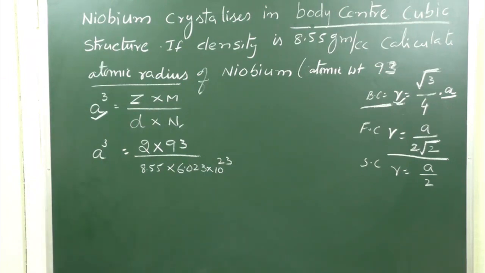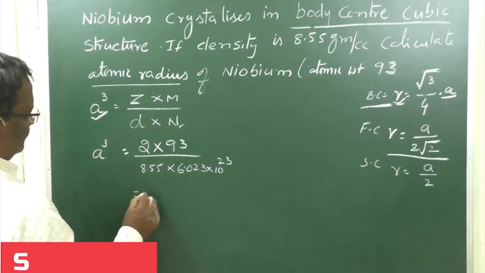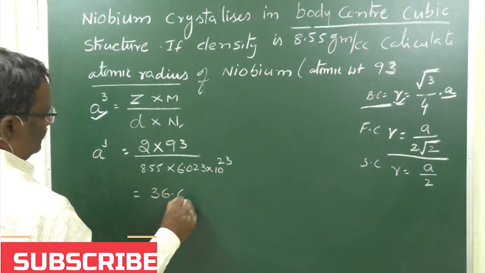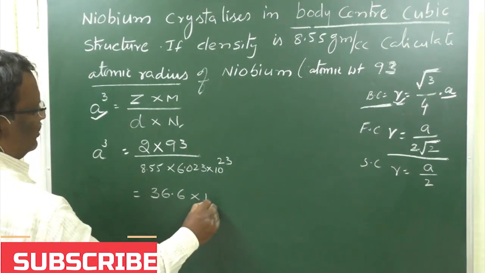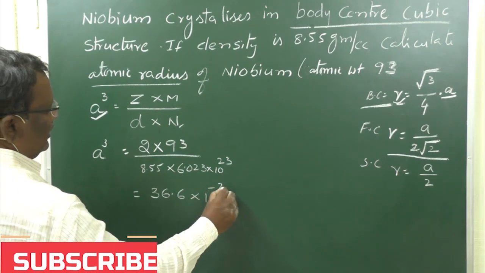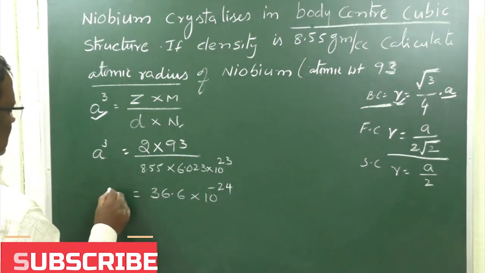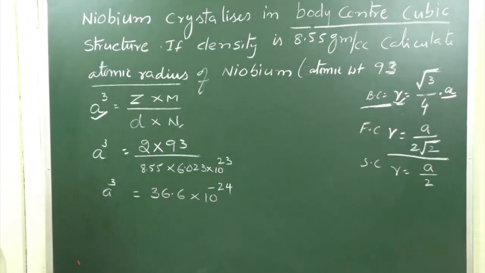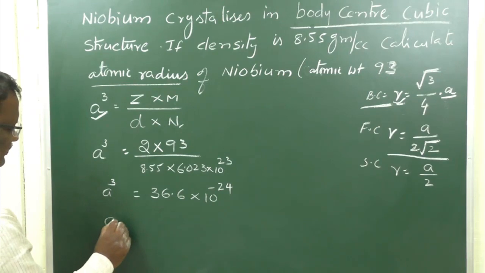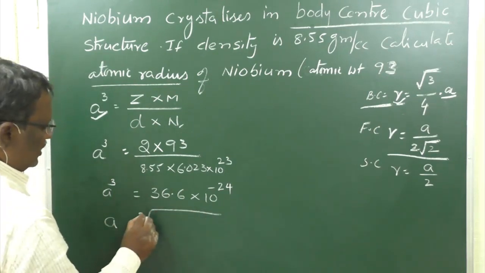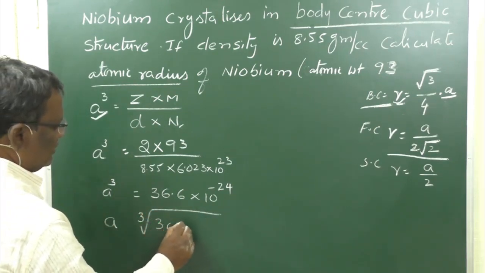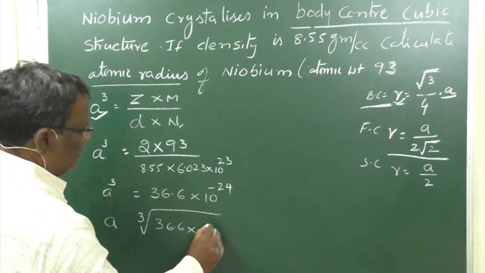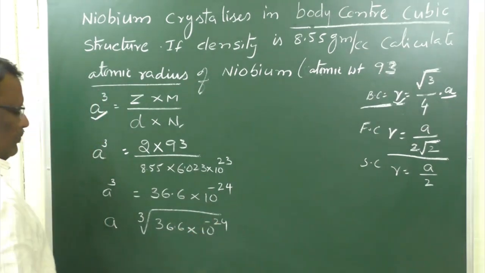So, on simplification you will have 2 into 93. On simplifying this you will get 36.6 into 10 to the power minus 24. This is A cube. So, then A is equal to the cube root of 36.6 into 10 to the power minus 24.